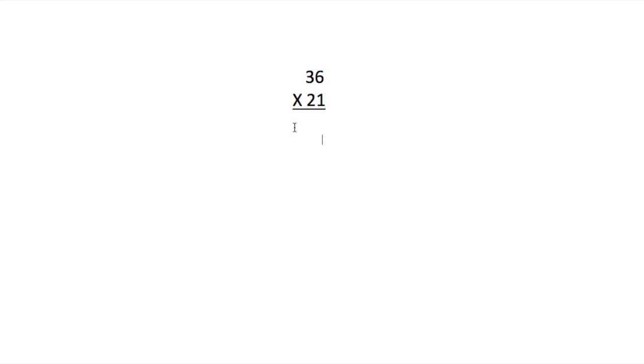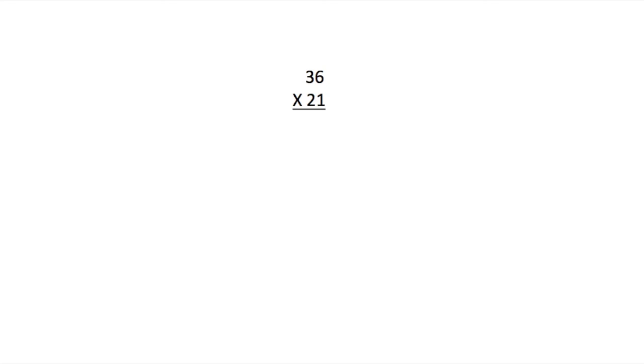36 times 21. Now you're wondering how to do this problem. You're probably wondering, oh, let's do 6 times 1 equals 6, and 3 times 2 equals 6, and that's our answer, 66. No. That's not how you do it. That's addition. That's how you do addition. What we're going to do now is I'm going to tell you how we do this problem.